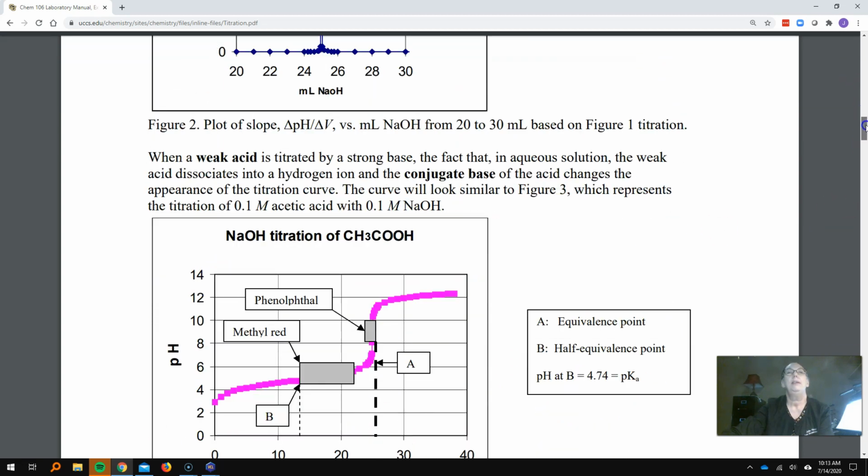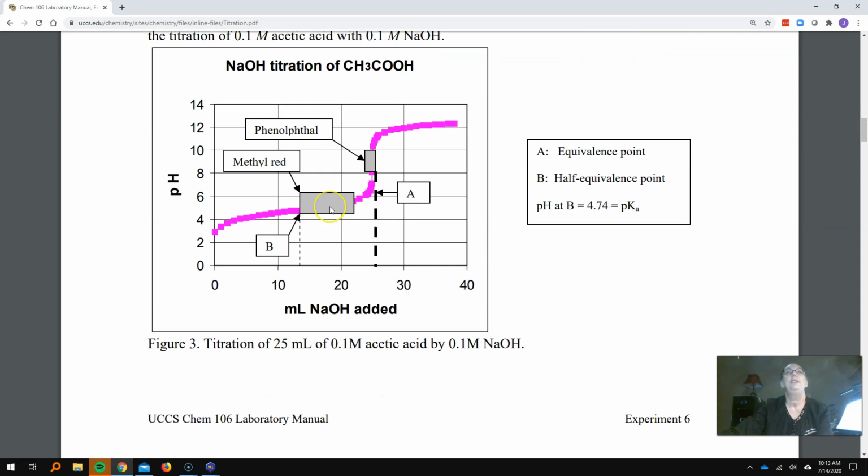We are caring about this half equivalence point in this lab. When the volume is at half of the equivalence point, it's called the half equivalence point, and the pH is going to equal the pKa. In this lab, we're trying to find this Ka, so this is a really helpful point for us. And that's where in our lab, it's going to turn from yellow color in this area to green. We want to know that green point.